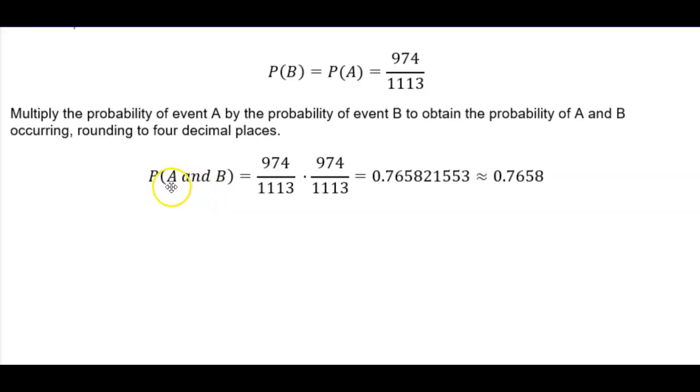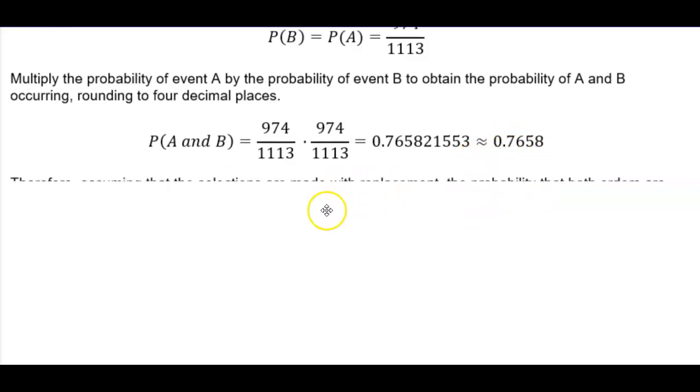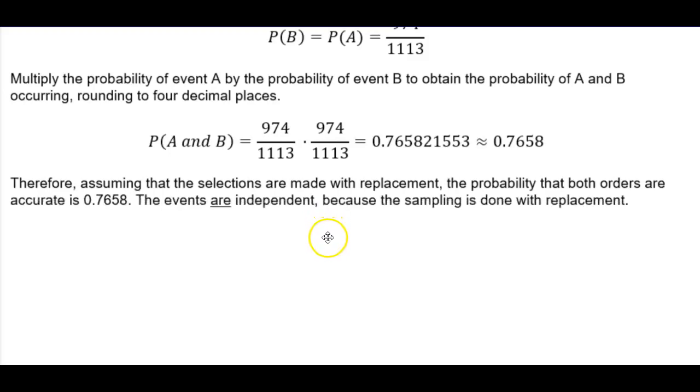So the probability of event A and B is equal to 974 over 1,113 times 974 over 1,113 to give us the following decimal: 0.765821553, which gives us 0.7658. Now, therefore, assuming that the selections are made with replacement, the probability that both orders are accurate is 0.7658, and therefore the events are independent because the sampling is done with replacement.